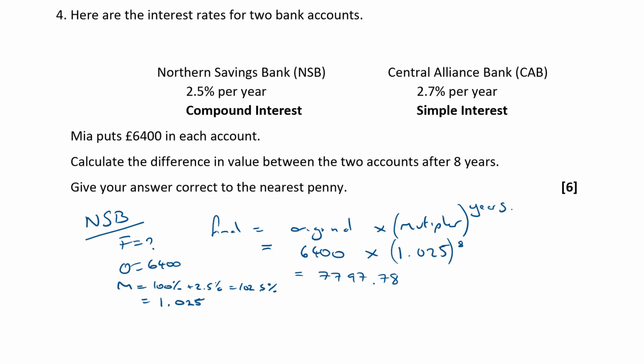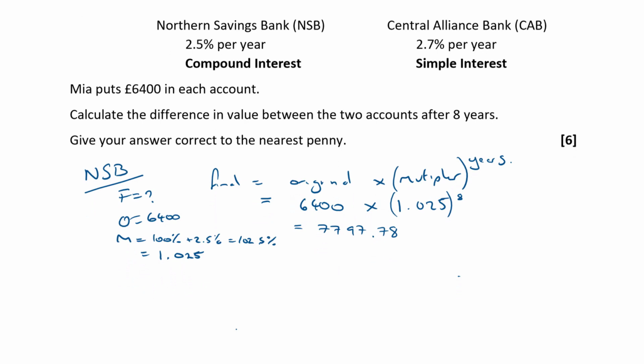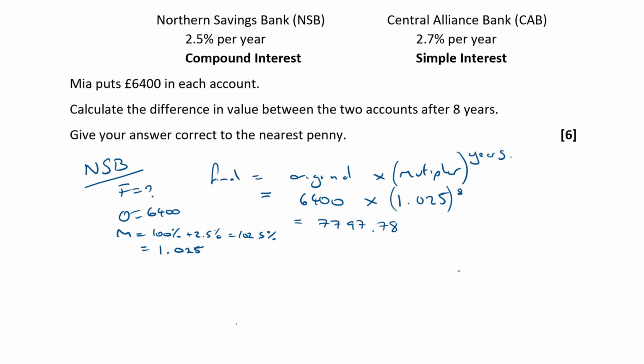Okay. Now for the other bank account, that was CAB. Can just scroll up a bit, give myself a bit more space. So let's work out the second bank now, CAB. Again, the final is going to be original times multiplier, but I need to find the multiplier a slightly different way here. Final is just the same. The original is just the same. It's still 6,400. Multiplier. Now, I'm starting with 100%, and I'm going to be adding on 2.7% 8 times.